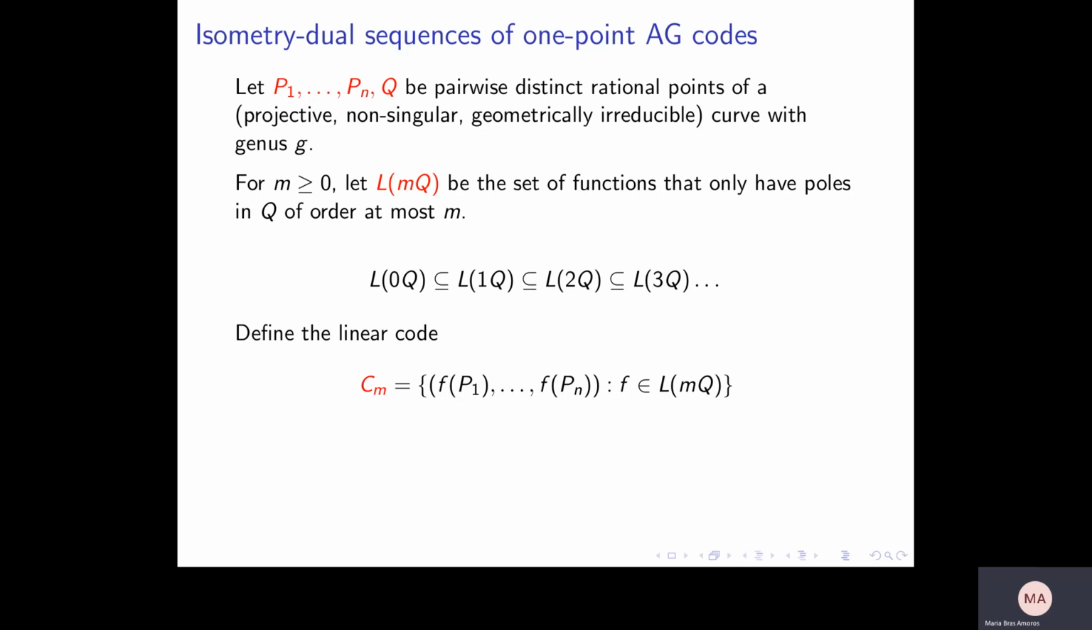Now we can define the code C sub m as the set of vectors which can be obtained as the evaluation of functions in L of mQ in the rational points P1 up to Pn. We consider the sequence of codes C sub 0, which is included in C sub 1, which is included in C sub 2, and so on.